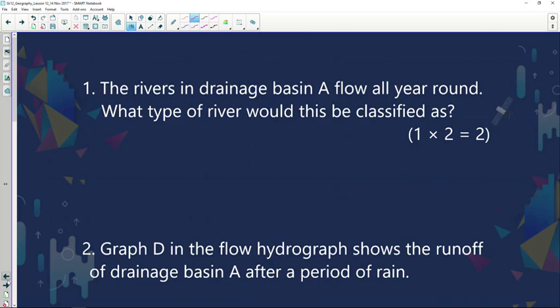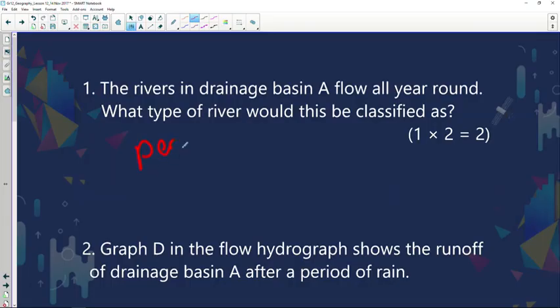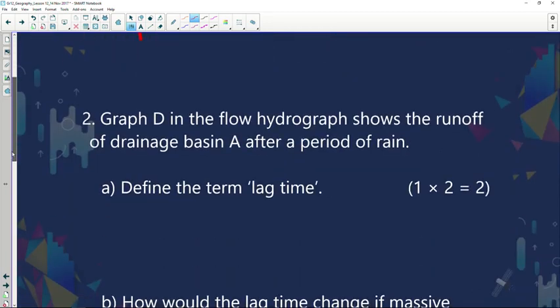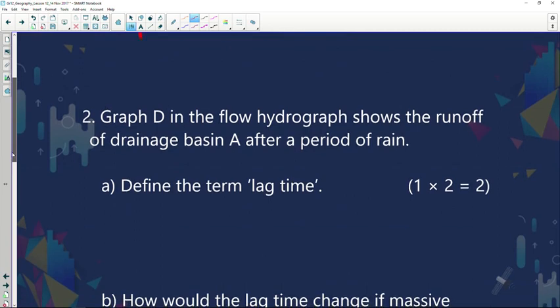Now the first question states, the rivers in drainage basin A flow all year round. What type of rivers would this be classified as? Now can you remember, this year we've learned about permanent rivers, exotic rivers and periodic rivers. So if we look at drainage basin A, it's a solid blue line. It's definitely going to be a permanent river. Now graph D in the flow hydrograph shows the runoff of drainage basin A after a period of rain. Define the term lag time.